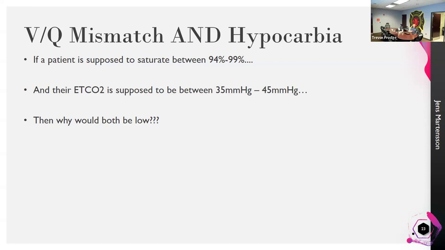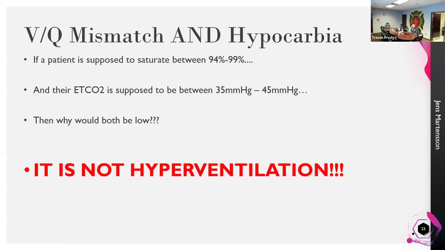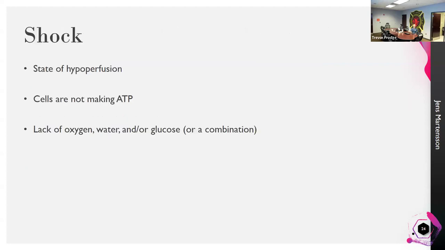But what happens when both these things are low? Pulse ox and CO2 is low. So I would ask if they're supposed to saturate between 94 and 99, and if it's supposed to be between 35 and 45, what causes this? Well, a hint, it is not hyperventilation. If they are hypoxic and hypocarbic, that is not a panic attack, not even close. It's shock. It's shock.